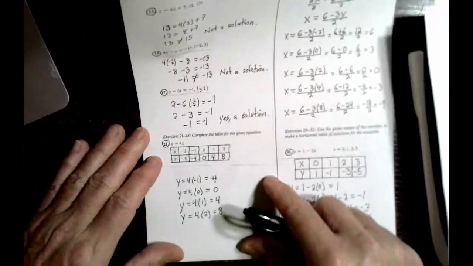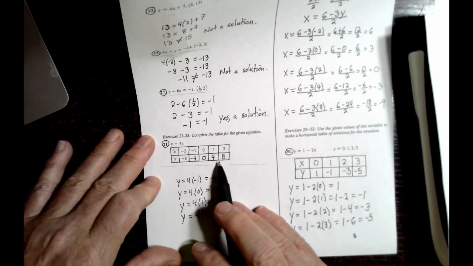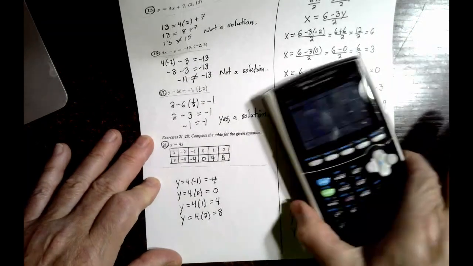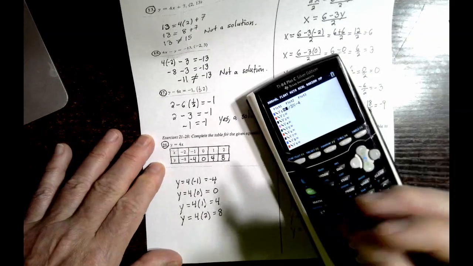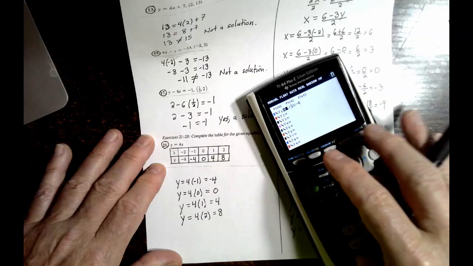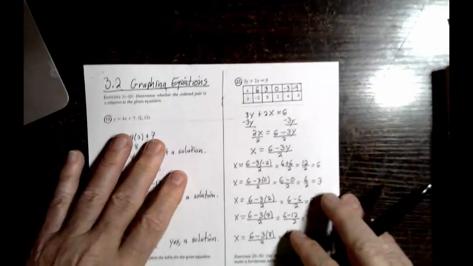Okay. Now this one asks you to complete the table, and they give you the x values, and you have to find the y values. Again, just use your calculator, right? Hit y equals and type in y equals 4x, and then hit second table or second graph, and you get all those values for you very quickly.